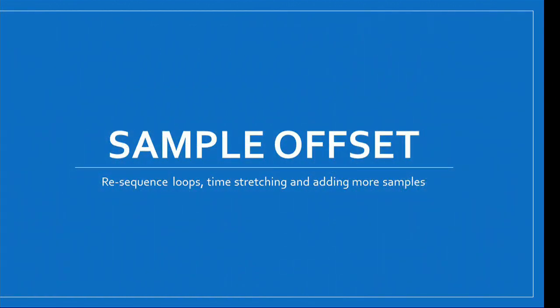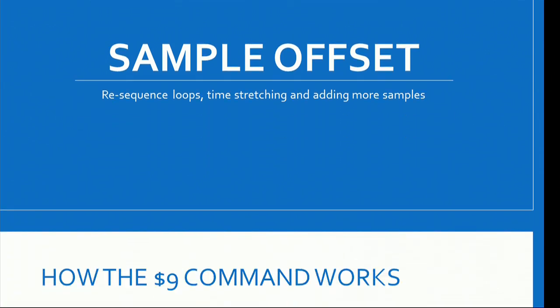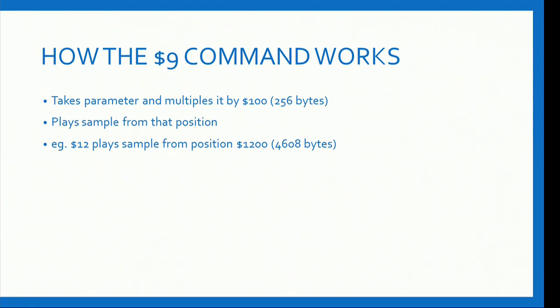So sample offset. This is one of the really big wins with Protracker. This single command alone is amazing. So the 9 command, what it does is it plays a sample from a further point. So you could have a big long drum loop and find the point within the sample where say the first or second snare hits, and you can keep triggering that little bit. So the way it physically works is the parameter you've got, which is 1 byte. So say in this example it's 12. That would play the sample from 1200 in hex.